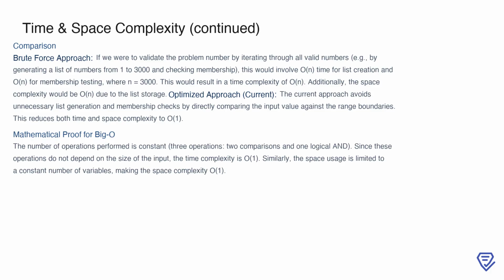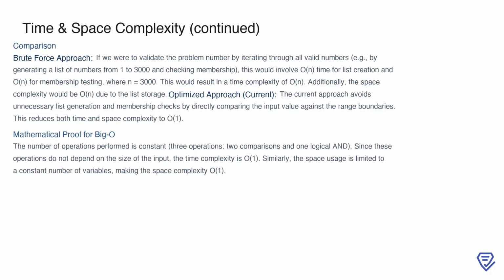The time complexity in that scenario would be O(n) for generating the list, where n is 3000, and another O(n) for membership testing, resulting in a total time complexity of O(n). Additionally, storing the list would require O(n) space.